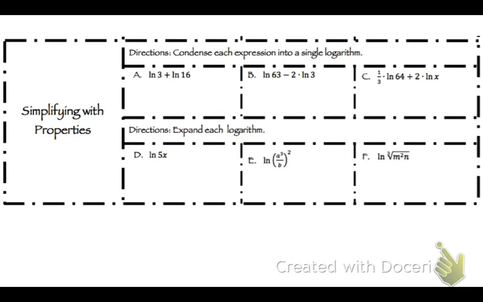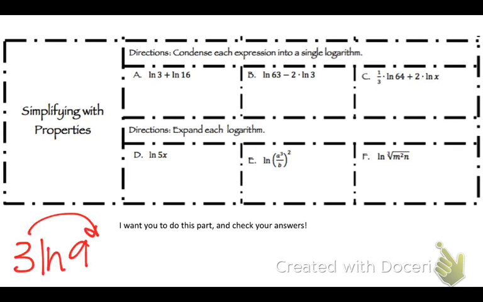Okay, condensing them, again, addition goes with multiplication. I want you to do this part. So addition goes with multiplication, subtraction goes with division. And then when you have a number in front, so like 3 ln of 9, that just moves to become a power. So that'd be ln of 9 cubed.